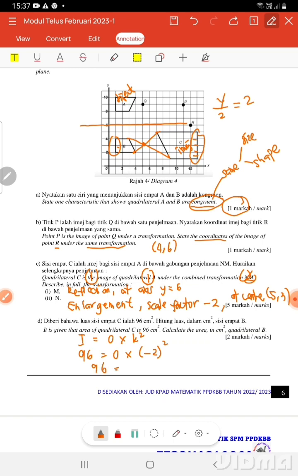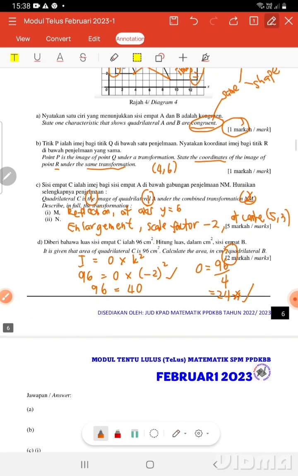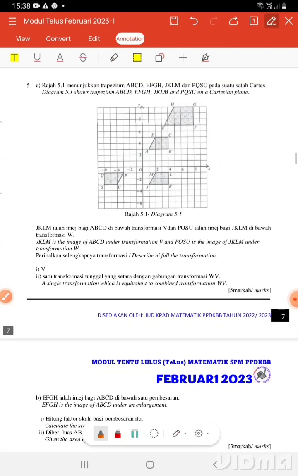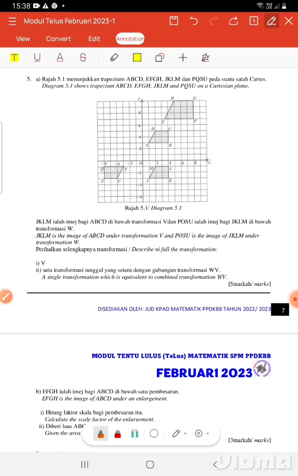So 96 equal to 4 times object. So object is equal to 96 divided by 4. So you will get 24. 2 marks: 1 mark for the last answer and 1 mark for your working. Okay, so settle for this question. Let us proceed to the 5th question.